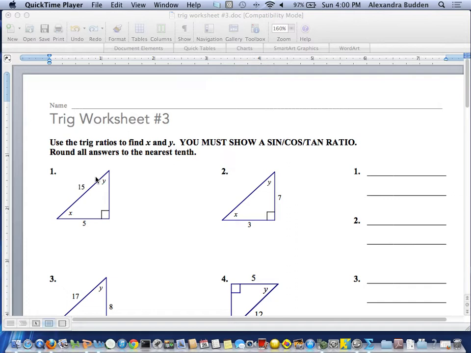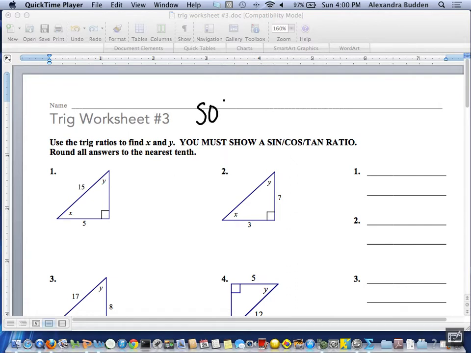Okay, so it says use the trig ratios to find x and y. You must show sine, cosine, tangent ratio, and round all answers to the nearest tenth. So what we did before is you set up a ratio in order to find x and y, which were sides of the triangle. Now we're looking to find the angles in the triangle. So looking at example 1.